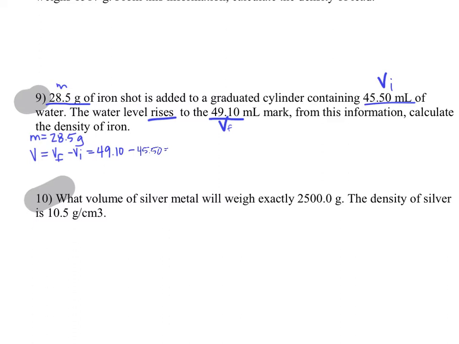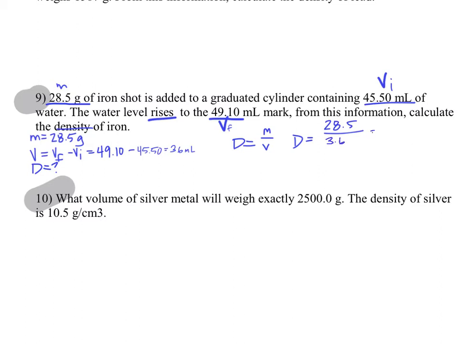So if your final volume is 49.10 and your starting volume was 45.5, we can subtract the two. So 49.10 minus 45.50 gives me 3.6. So what that says is the iron shot, the pieces of iron, have a volume of 3.6 milliliters. And I want to calculate the density. So now I'm going to use my density formula just like I always have. Mass divided by volume, where I'm solving for density. Mass was given to me as 28.5. And the volume we determined to be 3.6.